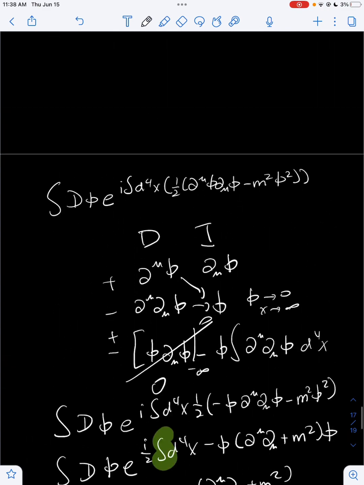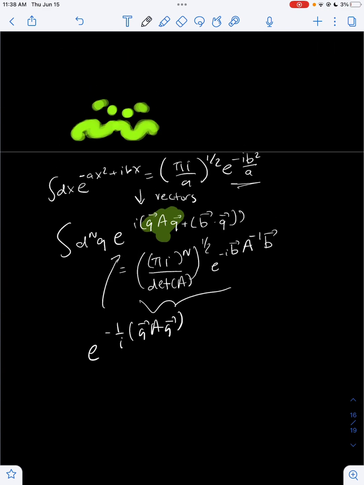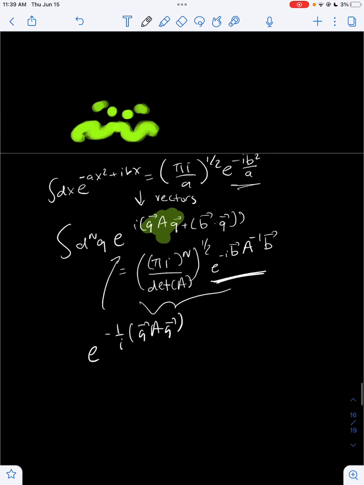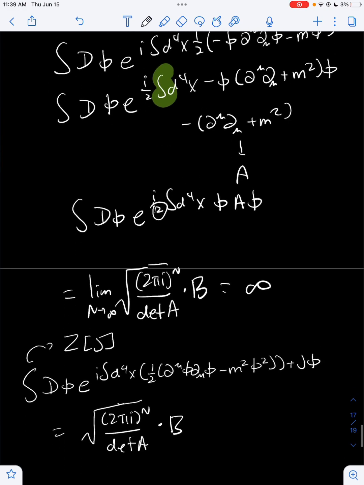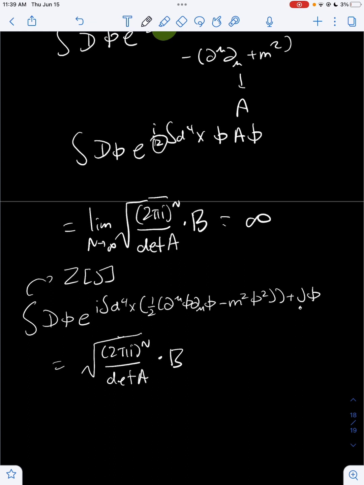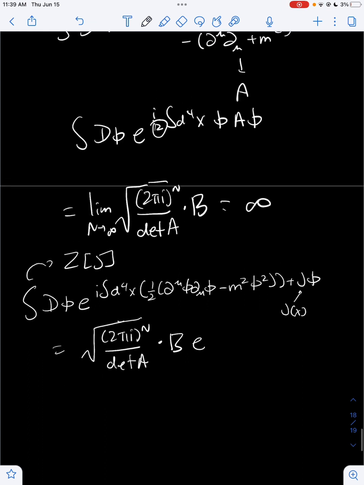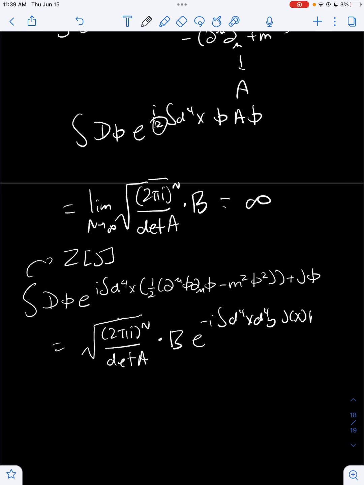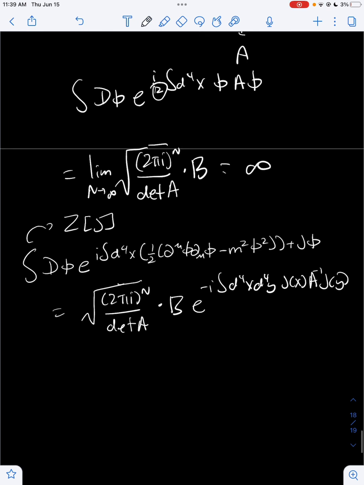And then due to this thing over here, we're going to have this. So b in this case would be j of x. This is a function of x, by the way. And it's going to be an integral because a sum is pretty much an integral in the continuum. So the integral over x and y of j(x), the inverse of A, j(y), and this is our solution. And if you take the limit as n goes to infinity, this still diverges.